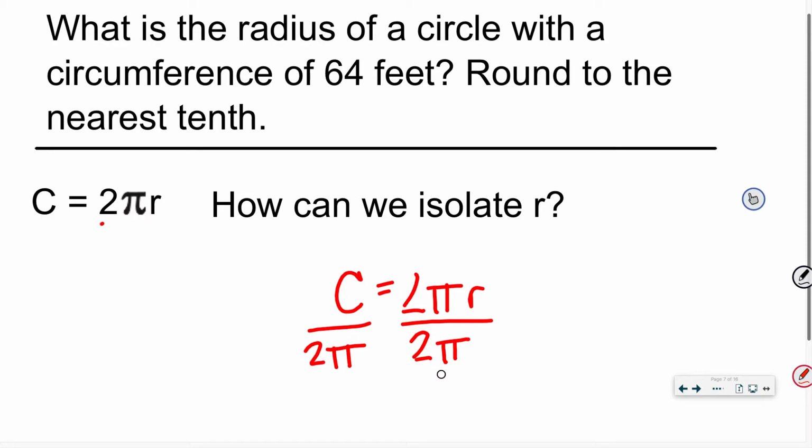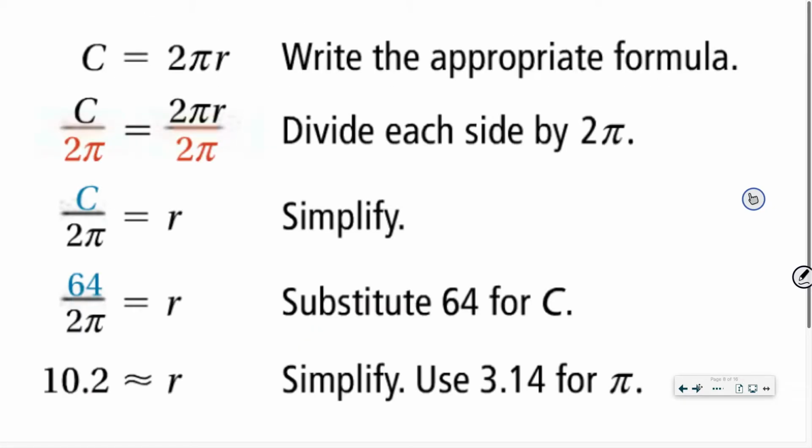So now here, my radius is alone. The formula has not changed. I just rewrote it so that my isolated variable is my radius. This is actually how it's shown step by step in your textbook. This is pretty much the entire process for this scenario.